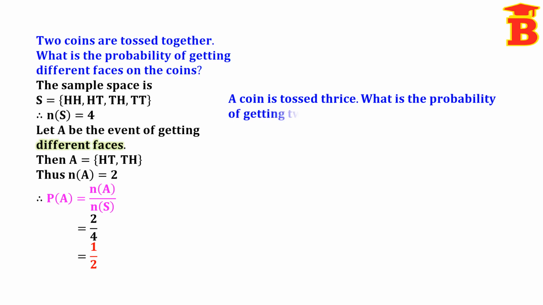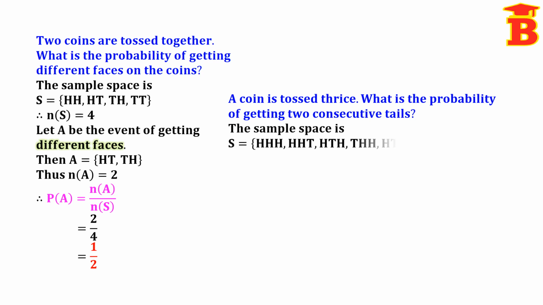Next sum, a coin is tossed thrice. What is the probability of getting 2 consecutive tails? Here a coin is tossed thrice. So there are 8 possibilities. Write it in the order. So S equal to, write all the 8 possibilities: HHH, HHT, HTH, THH, HTT, THT, TTH, TTT. Therefore n(S) equal to 8.